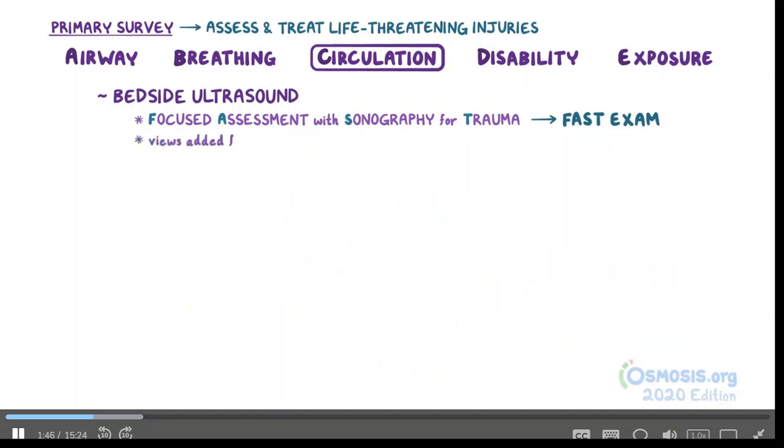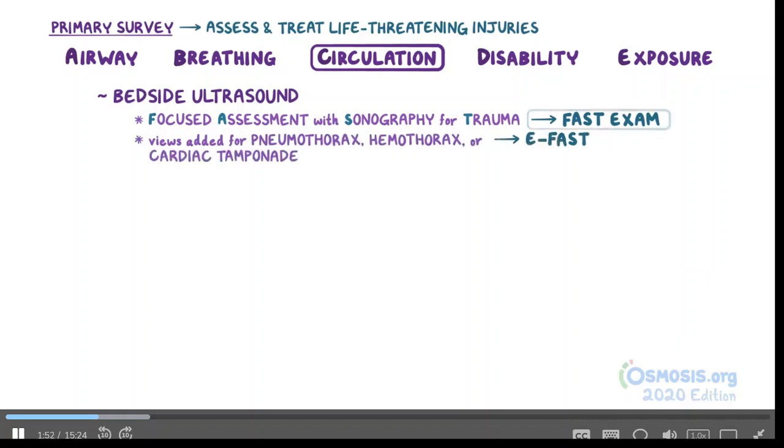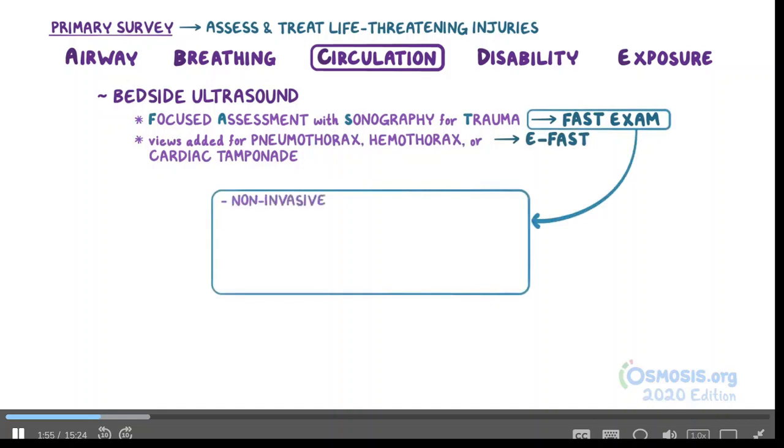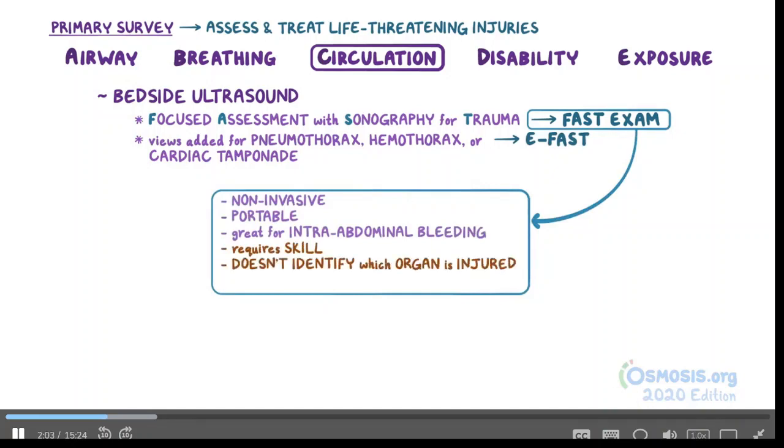When views are added to look for a pneumothorax, hemothorax, or cardiac tamponade, it's called an extended FAST or EFAST. The FAST exam is non-invasive, portable, and great at detecting intra-abdominal bleeding, but it does require skill to use it properly and doesn't identify which organ is injured.